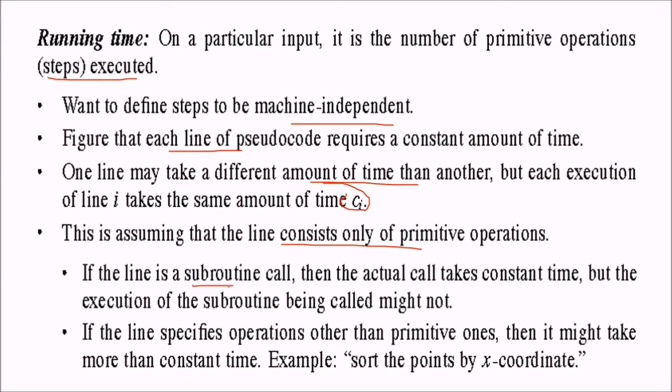But if a line is a subroutine call, then the actual call takes some constant time, but the execution of the subroutine being called might not. So if the lines specify operations other than the primitive ones, then it might take more than constant time. For example, sort the array by x coordinate.